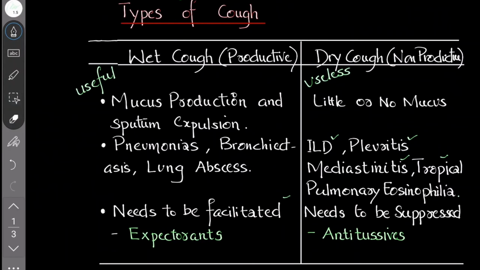I will show you one example of a dry cough. In this example, you can see that the sputum is very less. You cannot hear that sputum gurgling sound. Next is the wet cough, a productive cough. Here you can see the production of sputum and secretions.